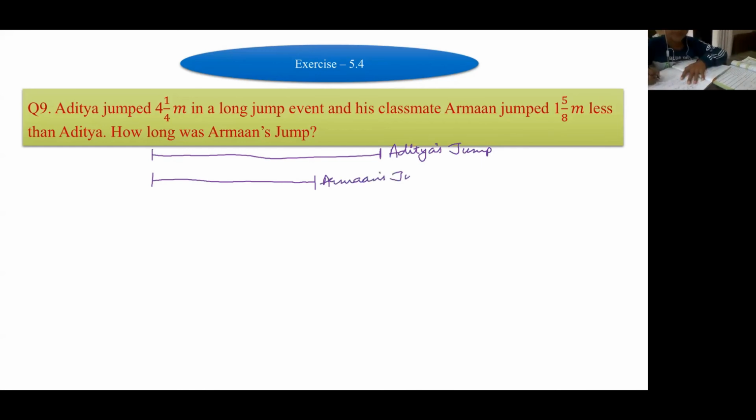Pay attention. This much is Aditya's jump. This is 4 1 by 4 meters. If we convert this mixed fraction into an improper fraction, it will come 17 upon 4 meter. This is the jump of Aditya. Arman's jump is 1 5 by 8 meter less than Aditya.